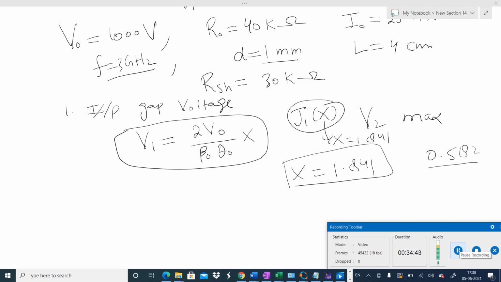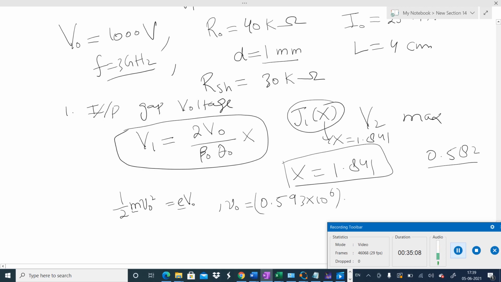You know that relation, but I will tell you simply that if you don't want to memorize, you can write half m v naught square is e V naught. Then you will get v naught. For this value, either you can remember the mass of electron, or it can be given in numericals. It is 0.93 into 10 to the power 6 under root of V naught. V naught is given here as 1000 volt, so 1.88 into 10 to the power 7 meter per second is the velocity.